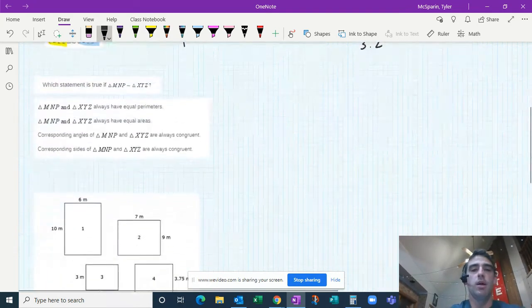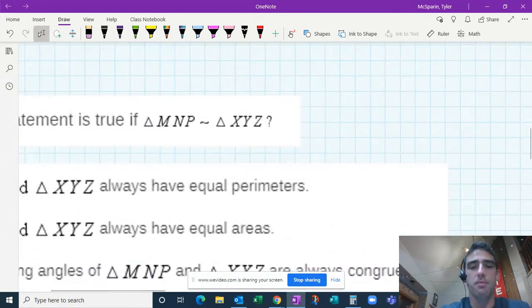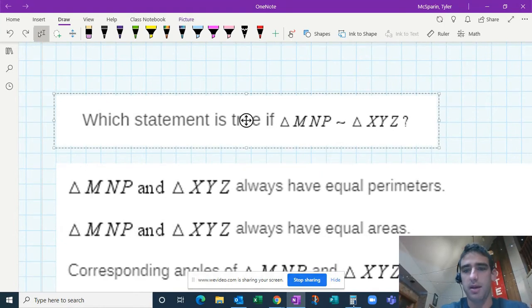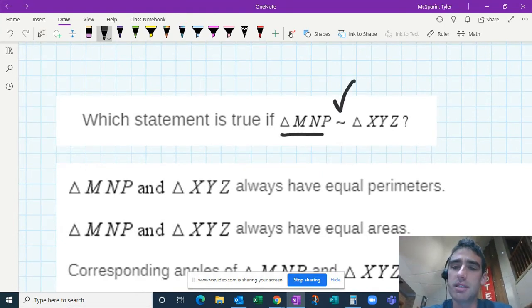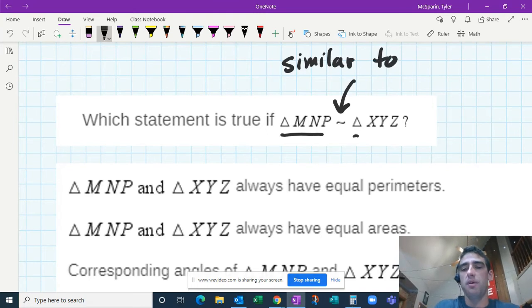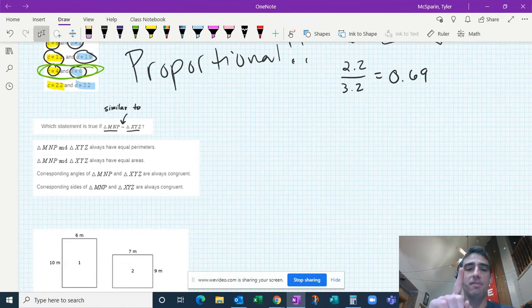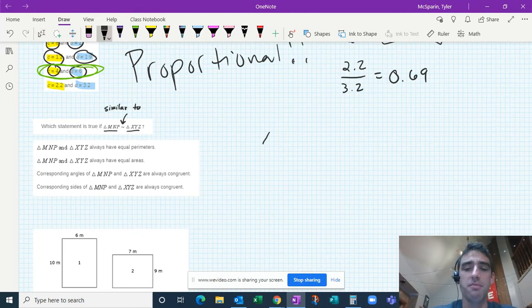All right. Now let's look at this one. Which statement is true? I want to zoom in on this. If MNP, and you see this symbol, that means similar to. So if MNP is similar to XYZ, remember, similar means a couple things. For one, I have the same angles. For two, I have proportional sides. Let's also remember that similarity is a result of dilation. So I'm going to draw these as if they've been dilated.